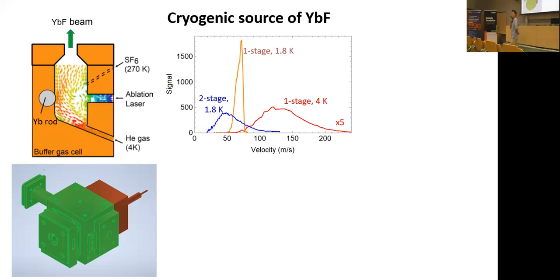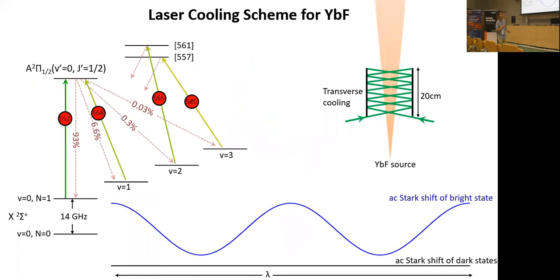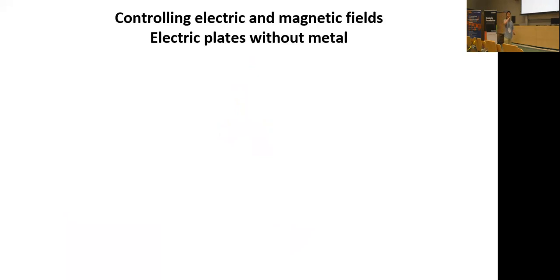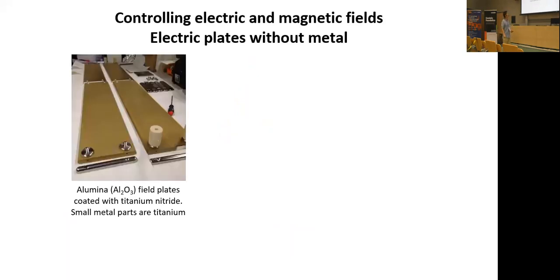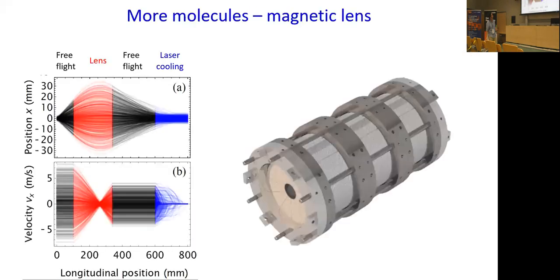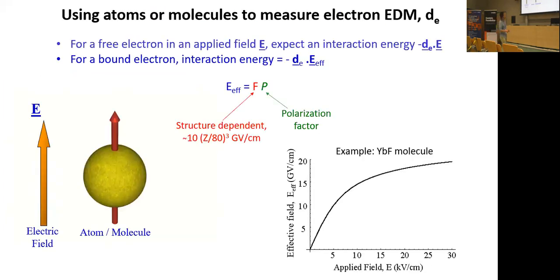Why do you need such a high external electric field? Is that field the one that counts, or is it just the internal field of the molecule? That's the question for the EDM shift. The reason that we apply 20 kilovolt per centimeter is to polarize the YbF molecule. Right here, this is the effective electric field of the YbF molecule as a function of applied field. At 20 kilovolt, it's about 17 gigavolt per centimeter.